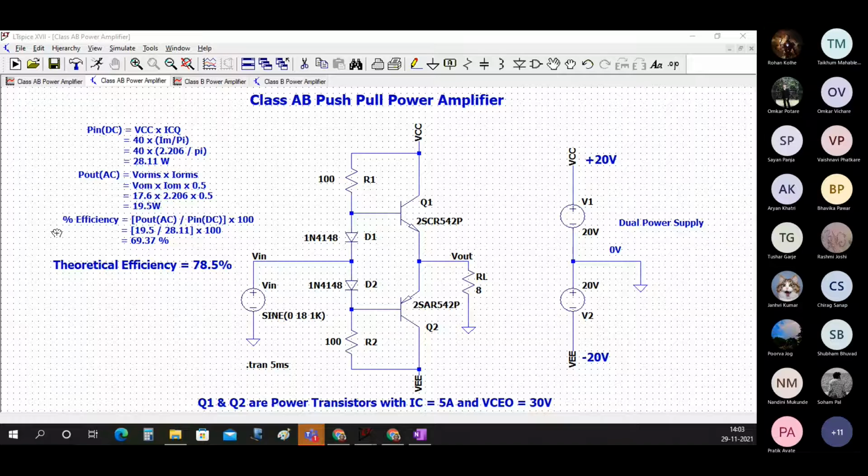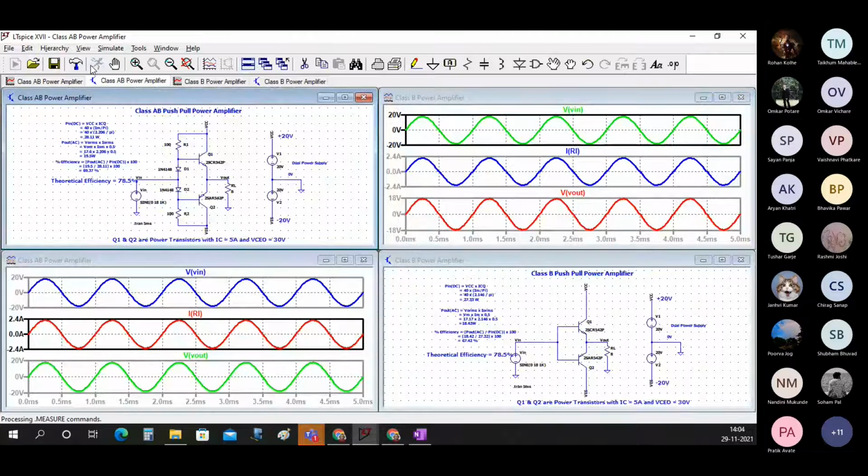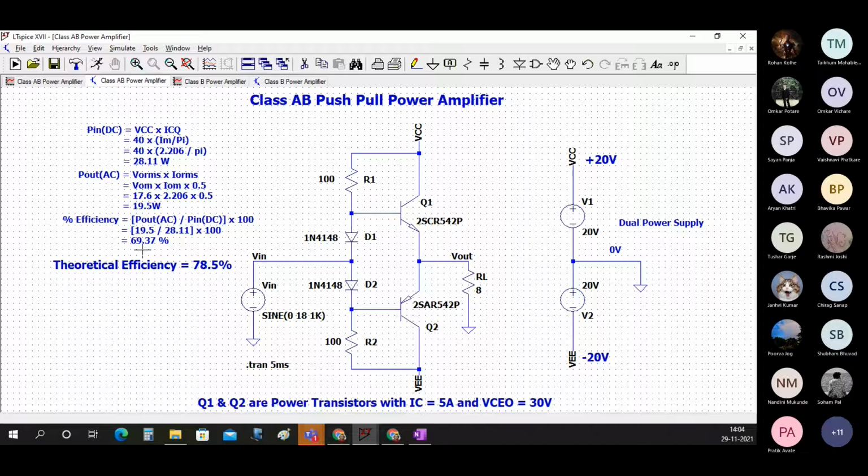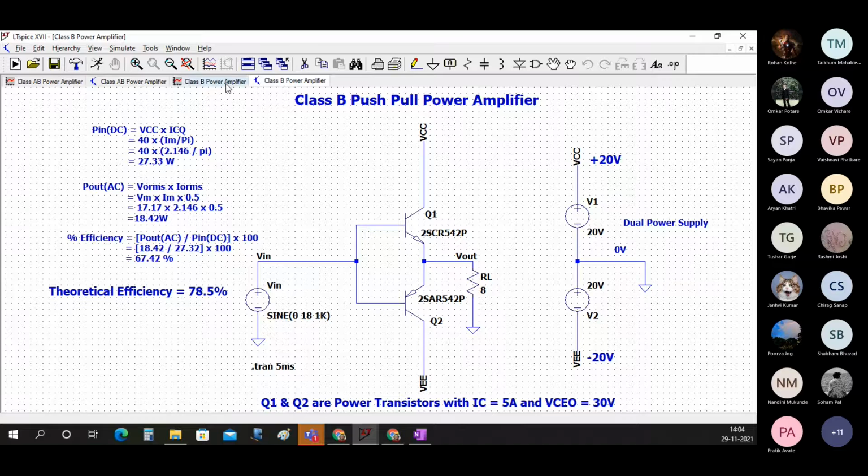Now I want to see all of them with the new values. So here the efficiency was 67.4 and here the efficiency slightly increased to 69.37. Correct? So I would say that there is not much significant increase in the value of efficiency, but yes, you could get rid of the crossover distortion.